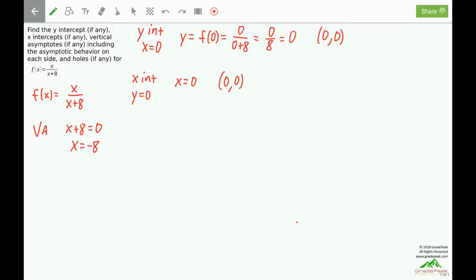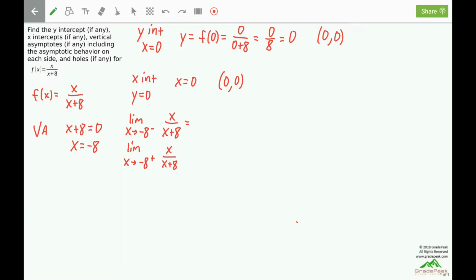We will want to look at the asymptotic behavior on each side, which means to look at the limit as x approaches negative 8 from the left side, indicated by the negative superscript on the negative 8, of x divided by x plus 8, and the limit as x approaches negative 8 from the right side, indicated by the positive superscript on the negative 8, of x divided by x plus 8. Let's start with the left-sided limit.